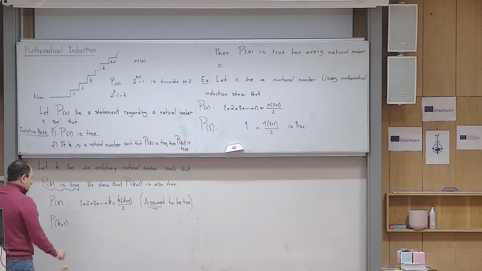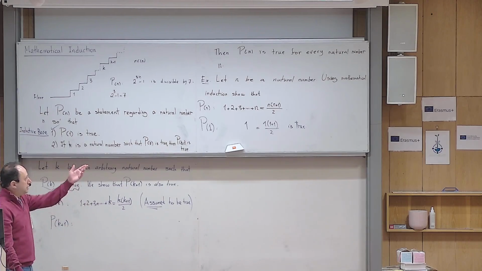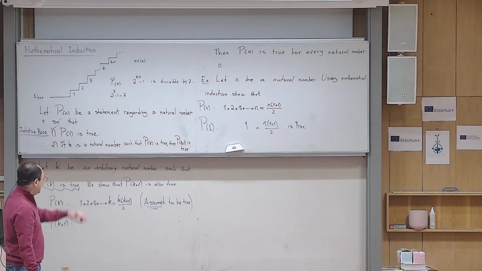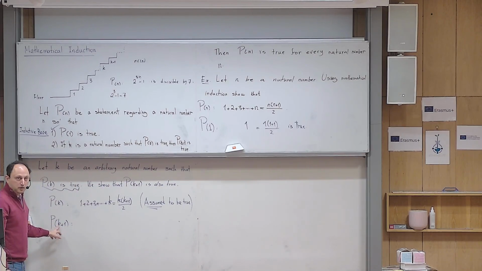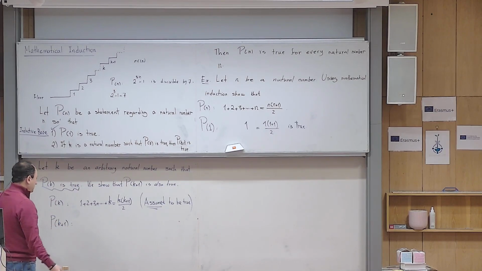And then P of k plus 1. What is P of k plus 1? I have to rewrite my statement, but the role of n is now given to which number? k plus 1. So you need to write it. Can you help me to write what?